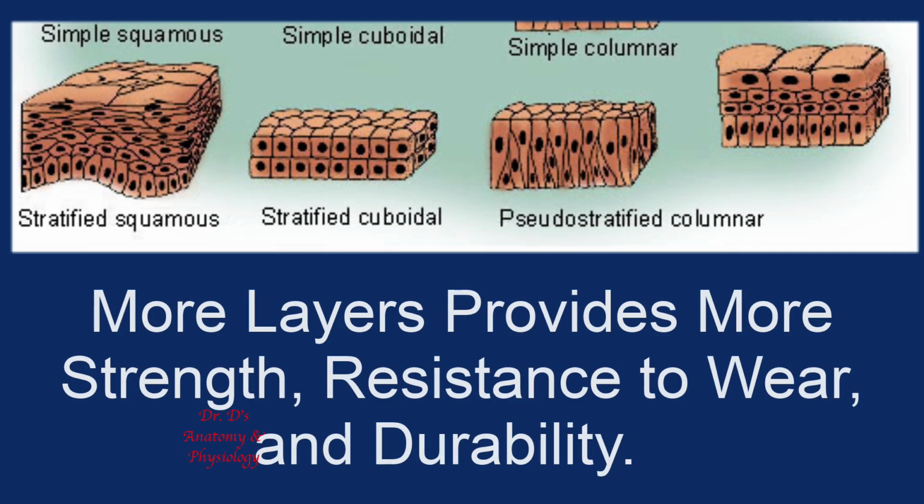More than one layer of cells provides more strength, more resistance to wear and tear, and greater durability. Stratified epithelium is found in the skin, in the mucous membrane of the mouth, and lining ducts that are exposed to shearing forces.